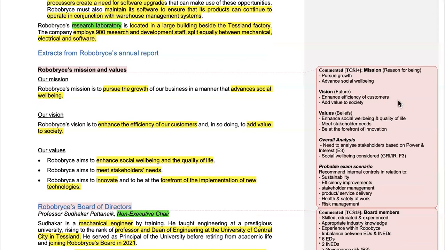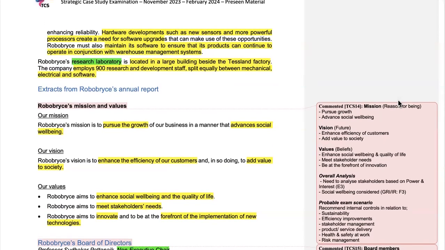Then looking at the vision statement gives us an indication about the future of the company. So the vision is to enhance efficiency of customers. So at the moment we are offering efficiency to our customers, and into the future we are planning to provide the same level of efficiency, which is good. And again, the societal aspect comes in the future. We are planning to add value to society. So as part of the mission statement, we are saying that we are planning to advance social well-being. And as part of the vision statement, we are reflecting a similar approach where we are focused on adding value to society.